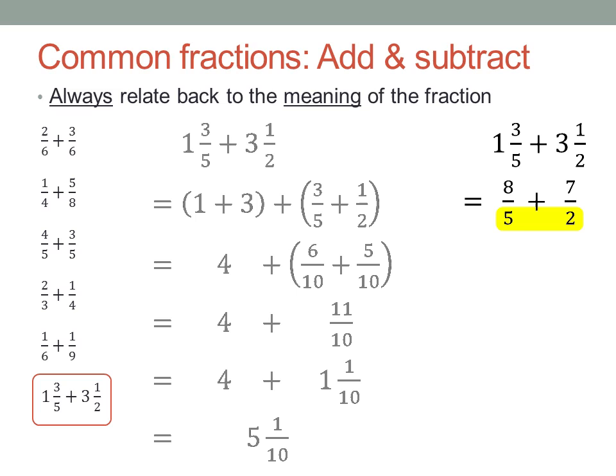Okay, now what was the lowest common denominator? The smallest number that both 5 and 2 divide into is 10. 5 times 2 is 10, so 8 times 2 is 16/10. 2 times 5 is 10, so 7 times 5 is 35. Now we have the same denominator, so just add the top. 16 plus 35 is 51. 51/10.